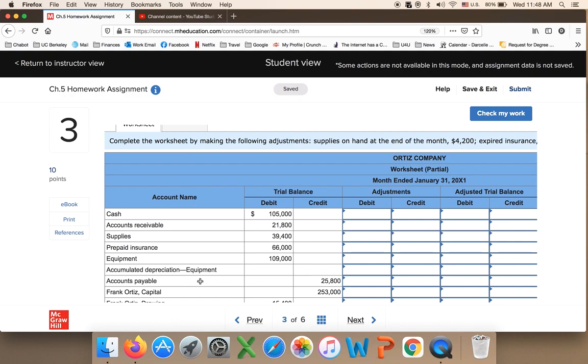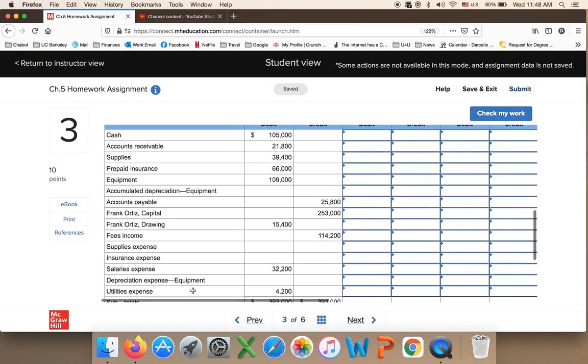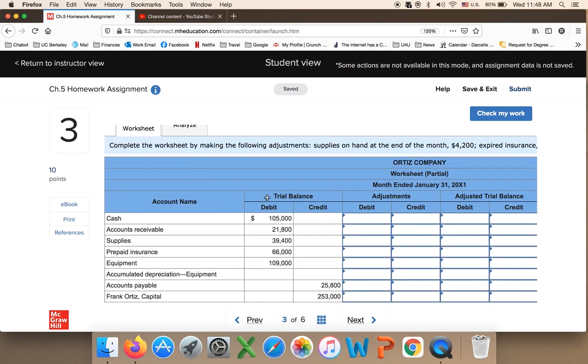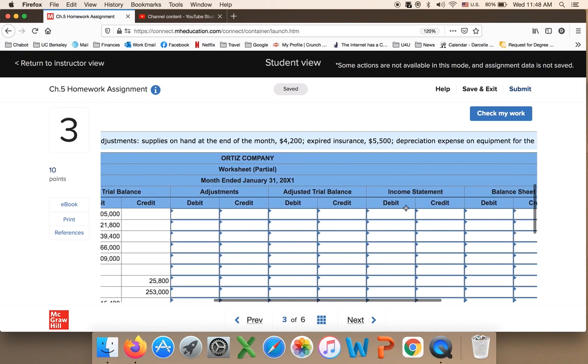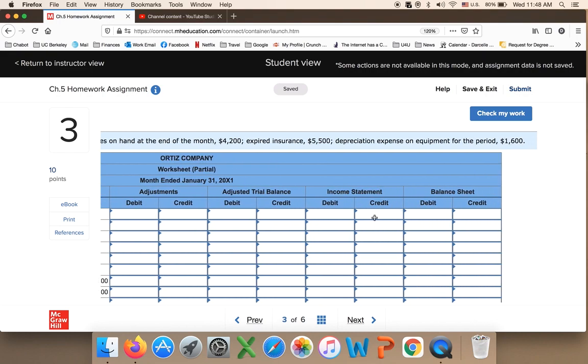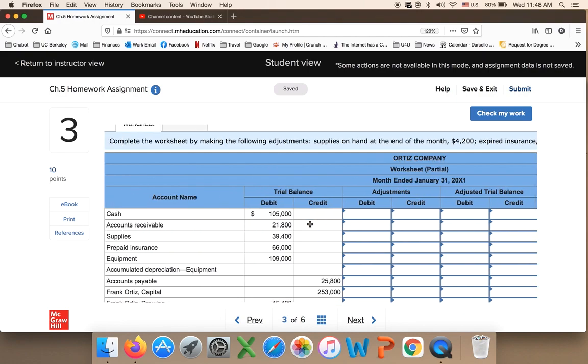There is a column here with all account names taken from the ledger, and then you've got 5 pairs: trial balance debit credit, adjustments debit credit, adjusted trial balance debit credit, income statement debit credit, balance sheet debit credit. So this worksheet has all the information needed. It's like a hub of all financial data.